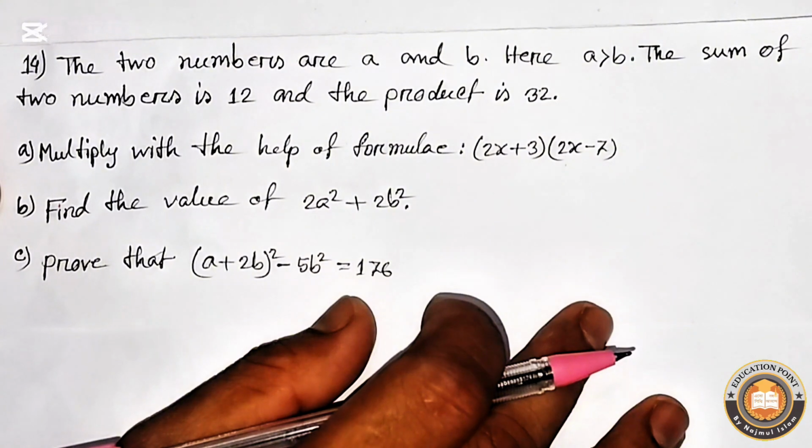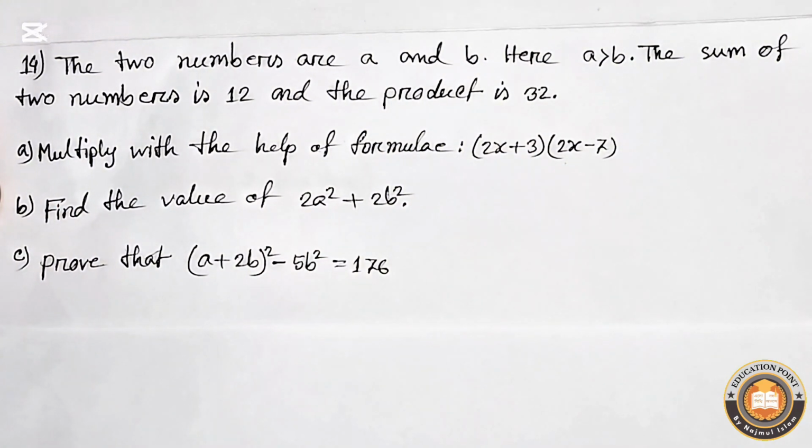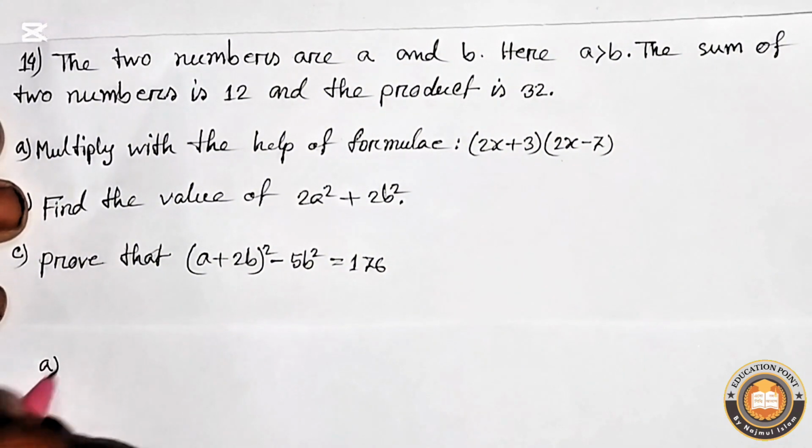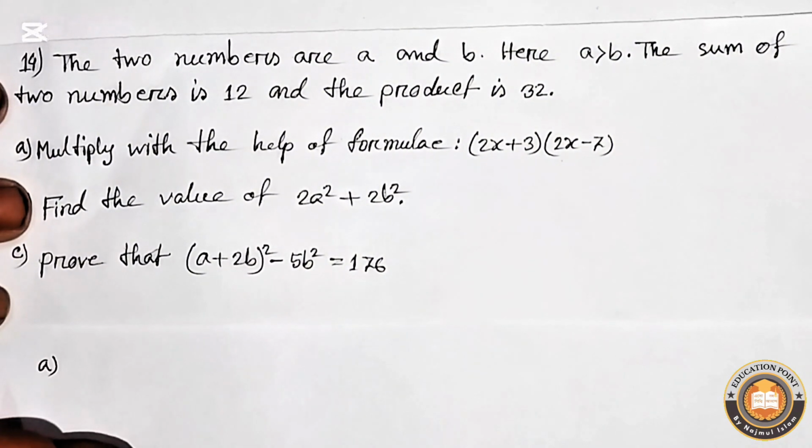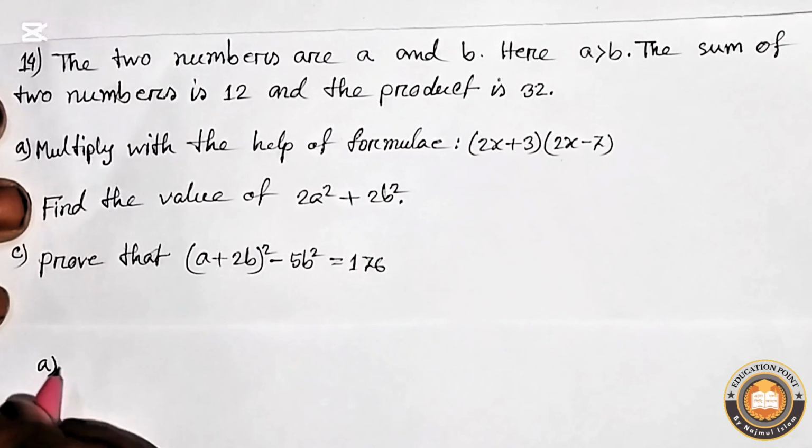Today we will solve some algebraic expression related math problems. Exercise 4.1, Question number 14. The two numbers are A and B, where A is greater than B. The sum of the two numbers is 12 and the product is 32. Number A: multiply with the help of the formula (2x + 3)(2x - 7).